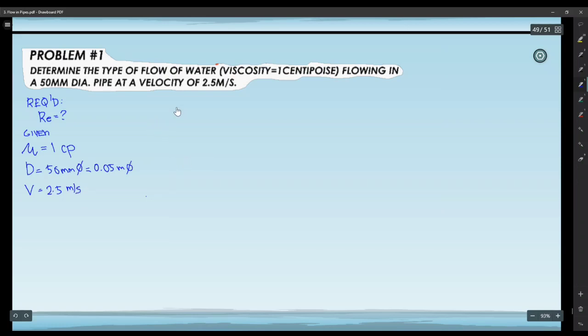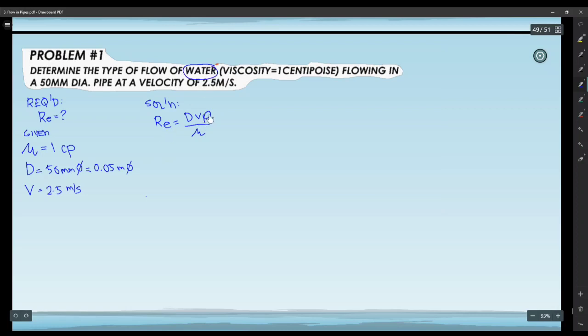Okay, so solution. Ano nga yung equation natin for the Reynolds number? Kung maaalala yung tinuro ko sa inyo sa inyong lecture, mas madali nyo siyang matatandaan if tatandaan nyo yung kanta ng "Magtanim ay Di Biro." So D V rho all over mu.